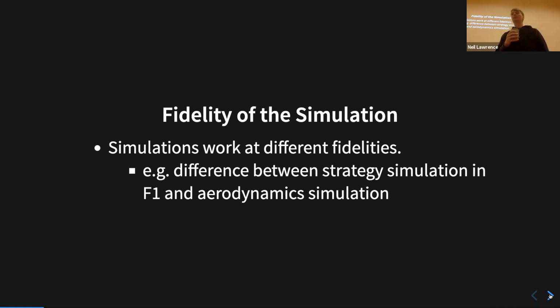So the example we talked about last time is the difference between a strategy simulation, where we're thinking about probability of overtake as being just a function of the difference between the top speed of two different cars, and what's actually going on if you were to do an aerodynamic simulation of that at the low level, which is how they design the cars. These are clearly modeling the same thing, but at a totally different level of fidelity.